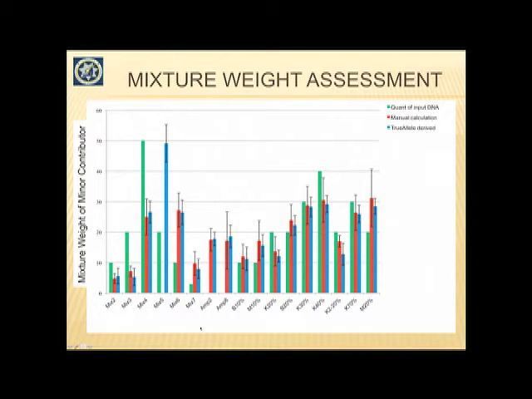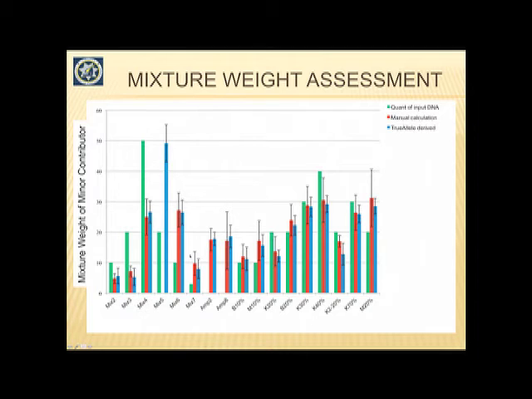And what you can see if you look at the right side of this graph is that the mixture weight based on the quant estimate in green, the manual calculation in red, and the TrueAllele derived all track pretty well with each other. They're all quite consistent. But if you look on the left-hand side, you'll see that mix 2 through 7, while the manual and the TrueAllele derived values are consistent with each other, the green is not very consistent.